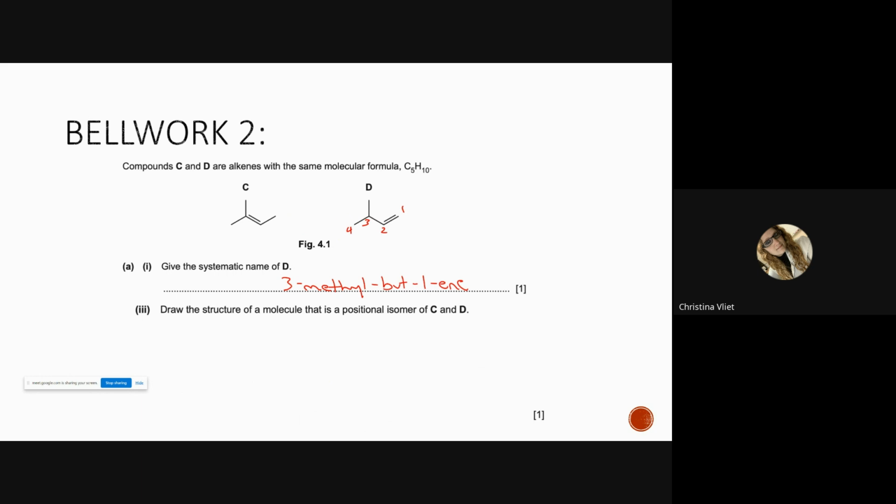And then the other one is just moving this double bond one more time. Here it's here, here it's here, and then the other one would be moving it there. Like here, here, or there at the end. And a position isomer changes the position of the functional group. So the positional isomer for both C and D would be this one here.